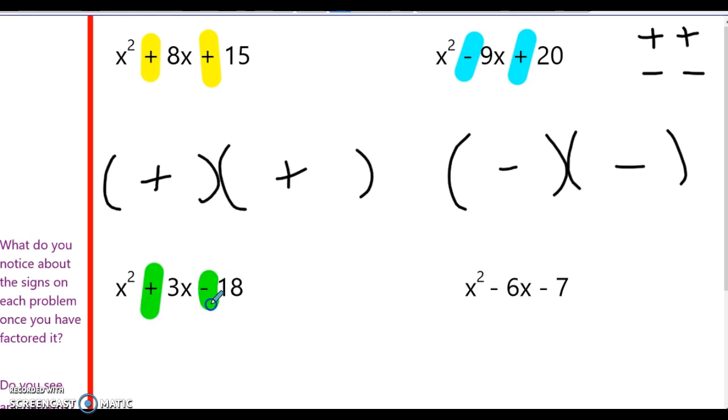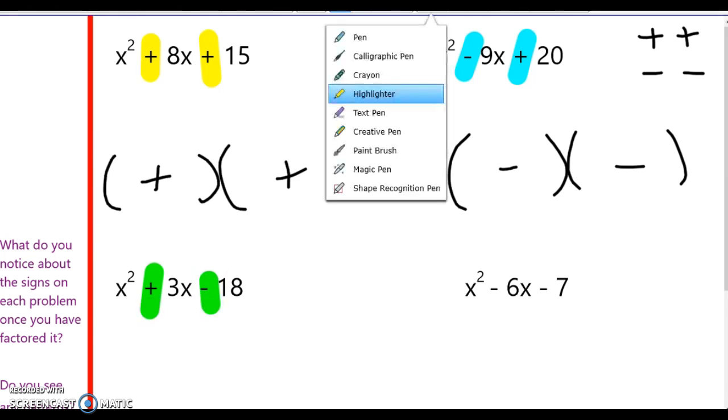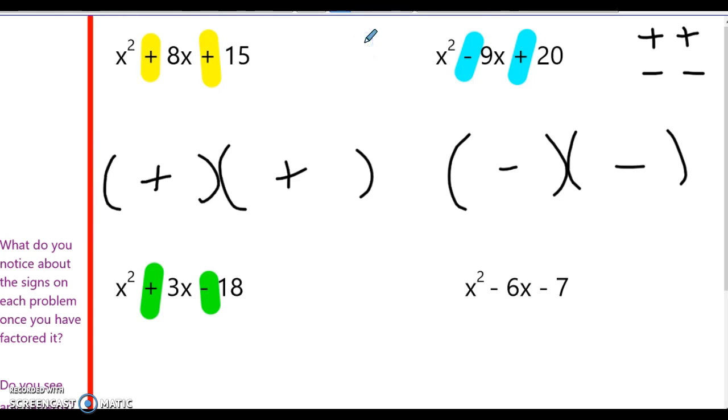This one I see positive and negative. So what's the pattern there? Well, in order to get a negative number, you have to do a negative times a positive. So this one of them's going to be negative, one's going to be positive.